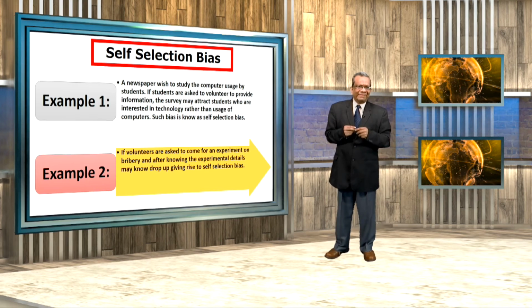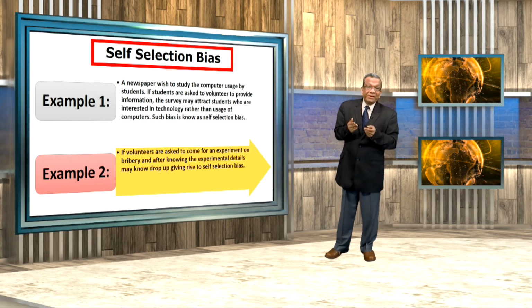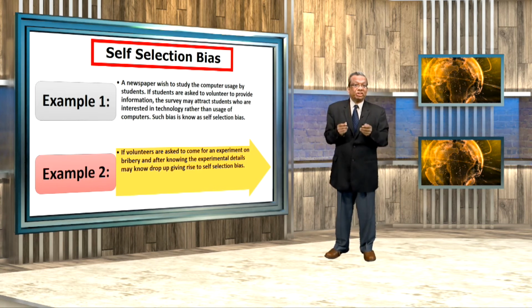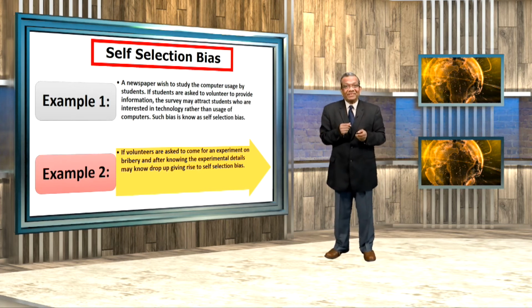Let us take another example. If volunteers are asked to come for an experiment on bribery, and after knowing the experimental details, may not turn up, giving rise to self-selection bias. This is something, therefore, the self-selection is likely to bias your entire results rather than to have random chance of being selected. There is a bias in the selection process.